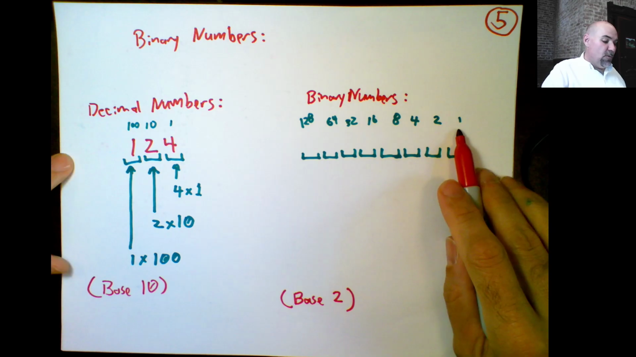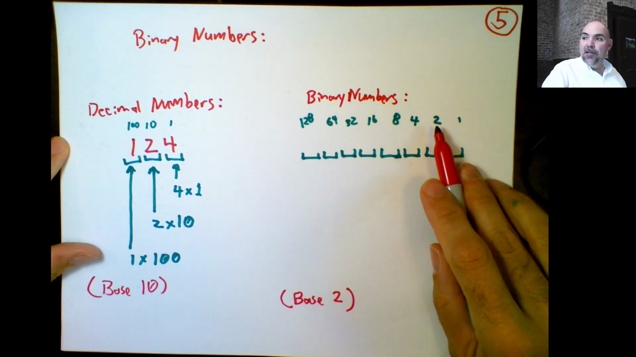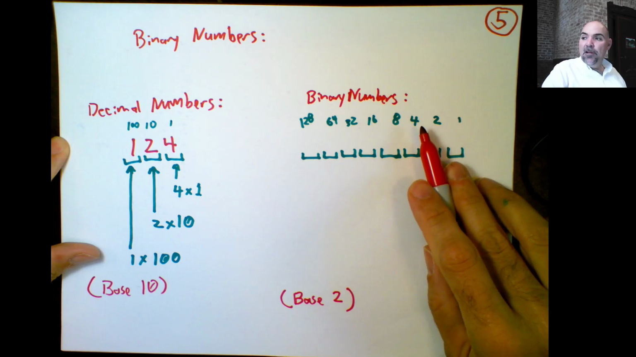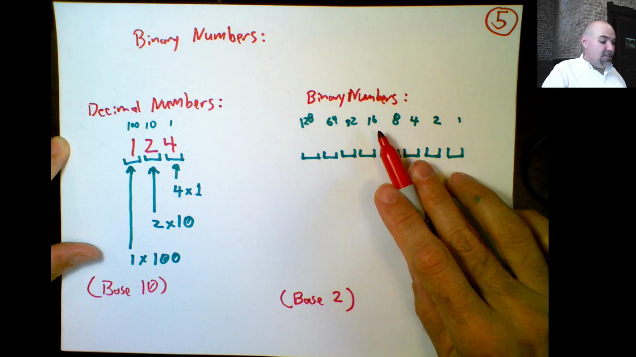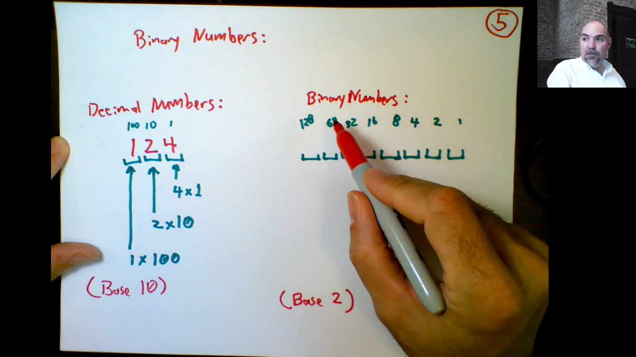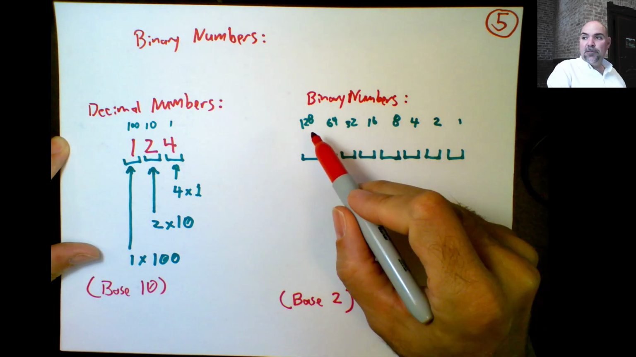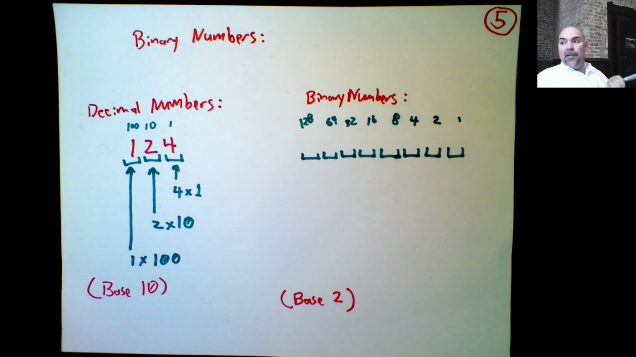So we always start with 1, but rather than 1 times 10 like we did over here, we do 1 times 2 gives us 2. Then 2 times 2 gives us 4. 4 times 2 gives us 8. 8 times 2 gives us 16. 16 times 2 gives us 32. 32 times 2 gives us 64. 64 times 2 gives us 128. And there's my 8 switches.